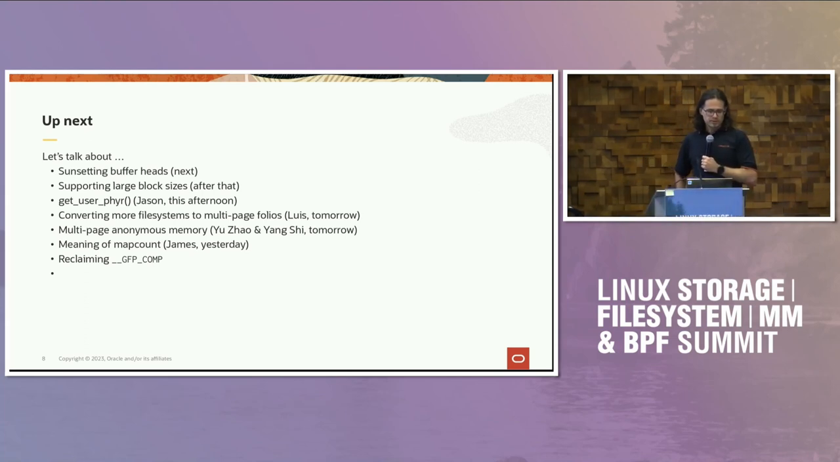The one I'm most interested in is multi-page anonymous memory. So most of the work that's been done so far is file system based, because that's the code that I knew the best. But it's also going to be very important to have anonymous memory also managed in larger chunks. So I hope to not do any of that work. I think I've demonstrated quite thoroughly over the last couple of years that I have no idea what I'm doing with anonymous memory. So I'm really excited to see other people stepping in and doing this work.